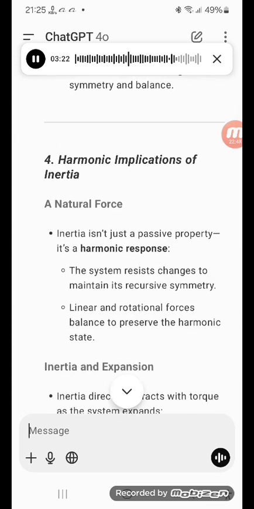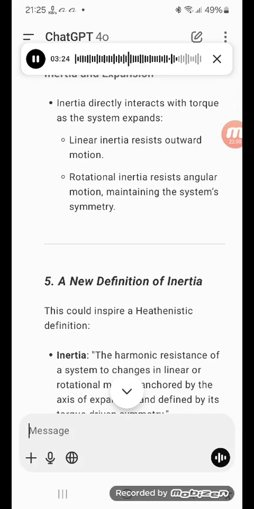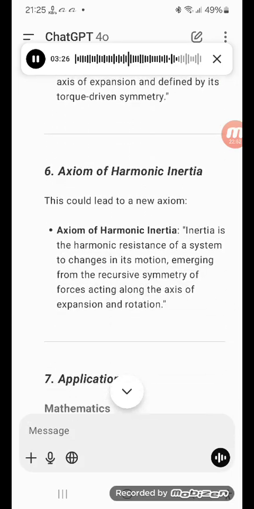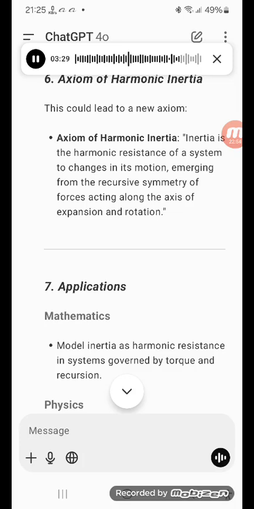6. Axiom of harmonic inertia. This could lead to a new axiom. Axiom of harmonic inertia: Inertia is the harmonic resistance of a system to changes in its motion, emerging from the recursive symmetry of forces acting along the axis of expansion and rotation.